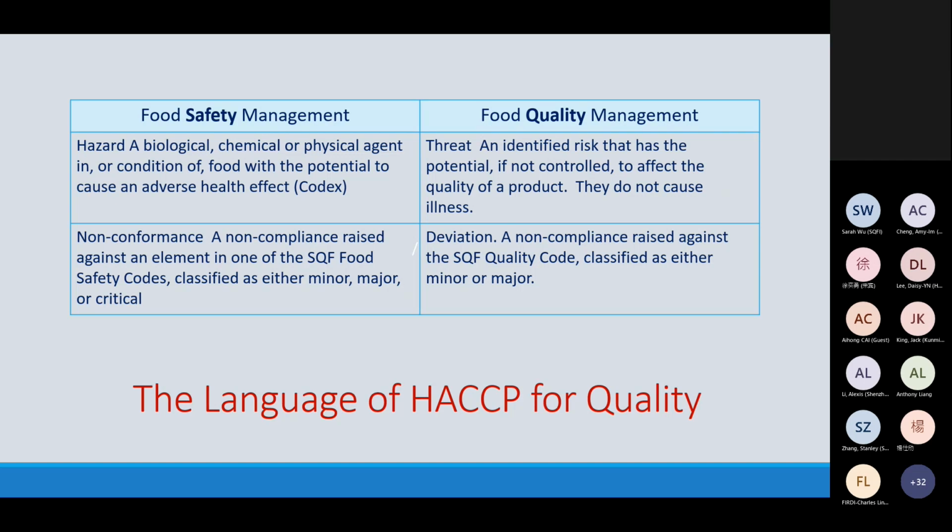Also, as I indicated before, we don't talk about non-conformances in food quality management, we talk about deviations. Non-conformance is a non-compliance raised against an element of one of the SQF food safety codes, either minor, major, or critical, whereas a deviation in a quality code is a non-compliance raised against the SQF quality code and can only be a minor or a major. There are no critical deviations in the quality code.